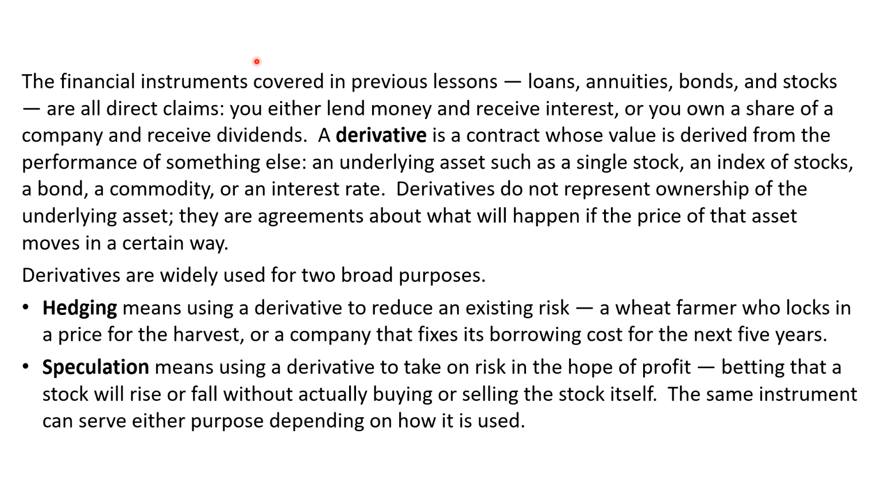The financial instruments covered in the previous lessons, for example, loans, annuities, bonds, stocks in the last lesson, are all direct claims. You either lend money and receive interest, or you own a share of a company and receive dividends. A derivative is a contract whose value is derived from the performance of something else, an underlying asset such as a single stock, an index of stocks, a bond, a commodity, or an interest rate. And we'll see some examples of these derivatives as we proceed.